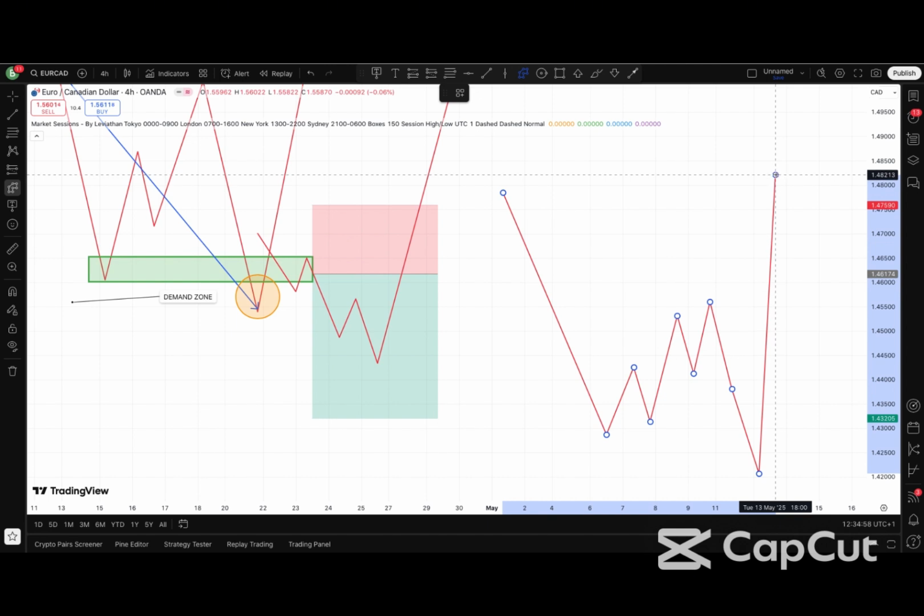So combine this strategy with liquidity and with the fair value gap, and see how you're going to work your way out in the system.